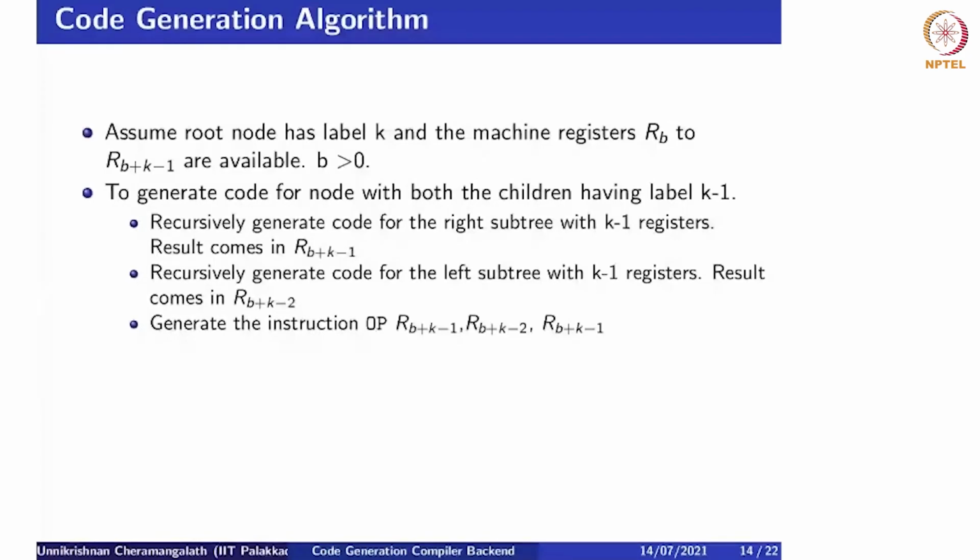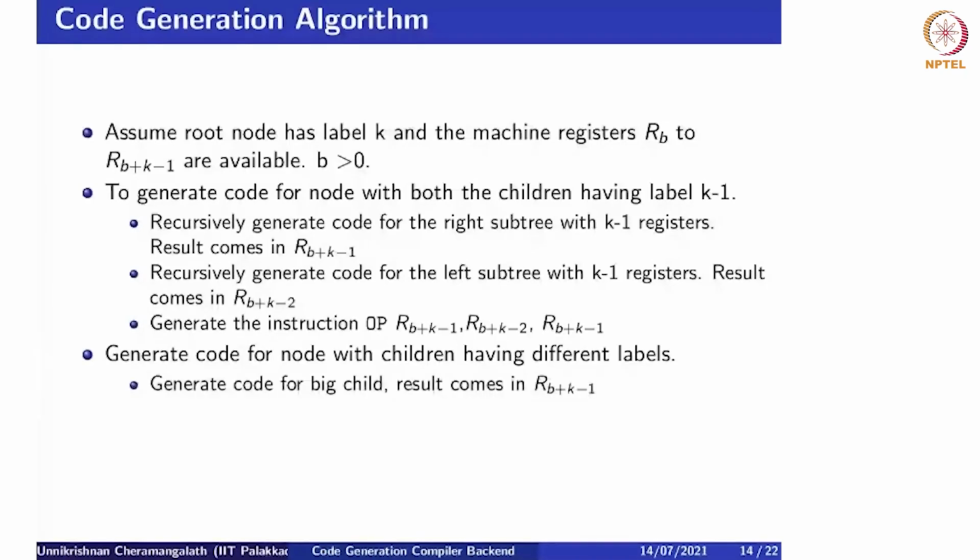Now generate code for a node with children having different labels. Generate code for the big child. The result will come in RB plus k minus 1. Note that B is greater than 0, it does not start from 0. So suppose B is 1, then it will be Rk. If you substitute B as 1 in every place, then it will be Rk. The result will come in Rk. Then generate code for the other child. The result will come in RB plus L minus 1 with L less than k.